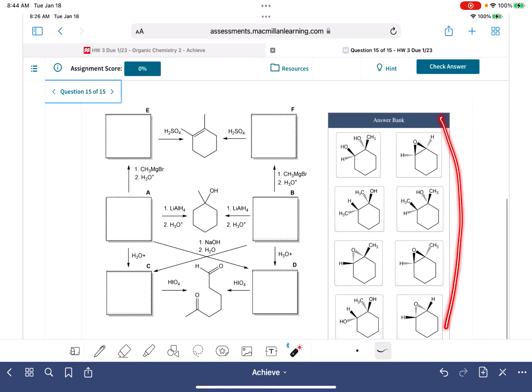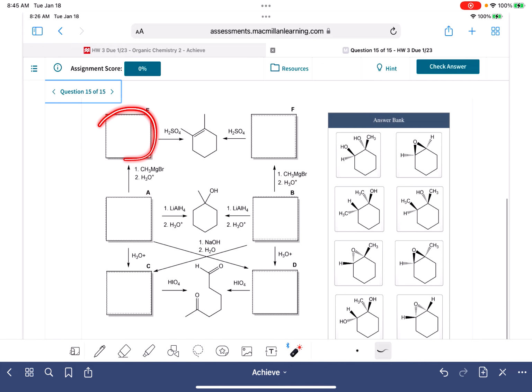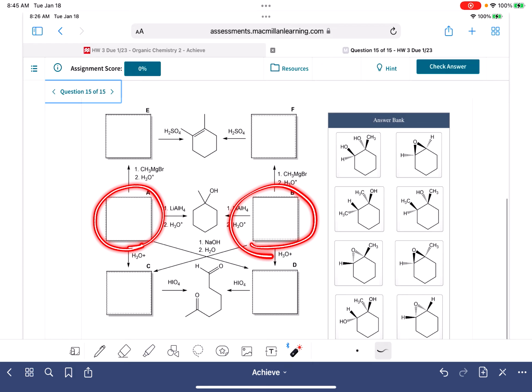You've got 8 options, which means you're going to use 6. 2 of them are not going to be used. And you've got all of these hints to help you figure out what these reagents are. Now, the only place that you can start this roadmap problem is right here. It would be really difficult to start here or here because you don't know where you're coming from, but you are going to start here or here, A and B, and think about using lithium aluminum hydride. What could you start with that would give you this molecule?